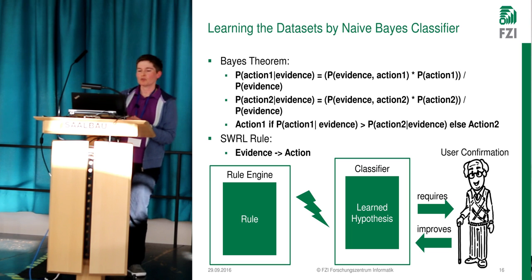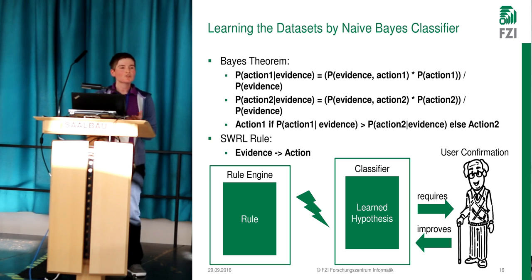Now the problem is, we may have two different conclusions, one from our rule-based engine and the other from our classifier. So in this case, we compare both conclusions, and if they are not equal, we say we have an uncertain situation. In these cases, we ask the user to confirm the appropriate action. And this information goes again to our classifier and improves it, because we again have labeled data from the user.